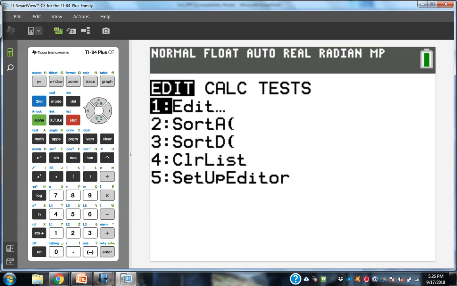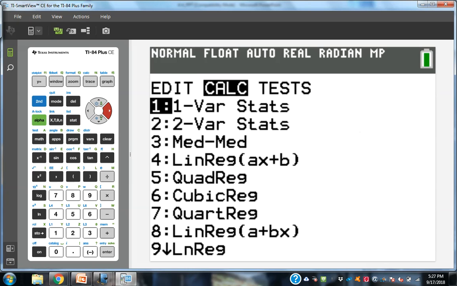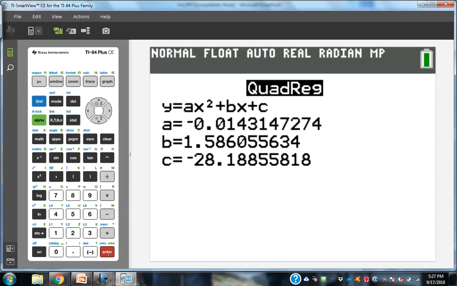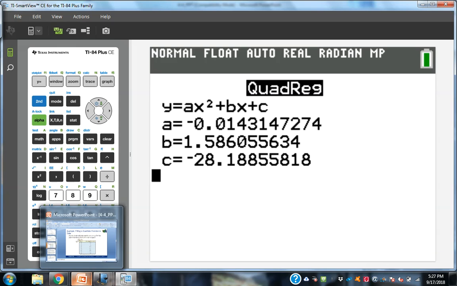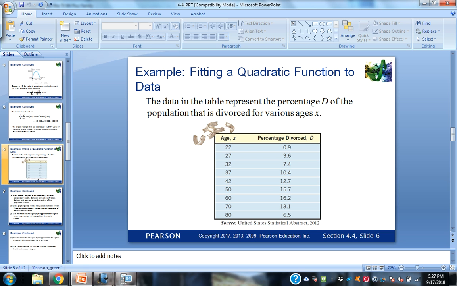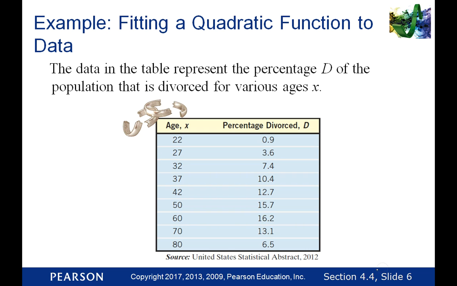So I hit stat and then calc, and quadratic regression is going to be number 5. Everything should be set up the right way, L1, L2 for X and Y. Hit calculate, and it fills out A, B, and C for a quadratic function out of that. Okay. So I would write those down somewhere as what I'm doing here.